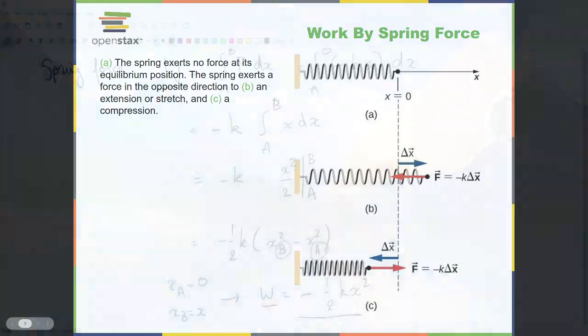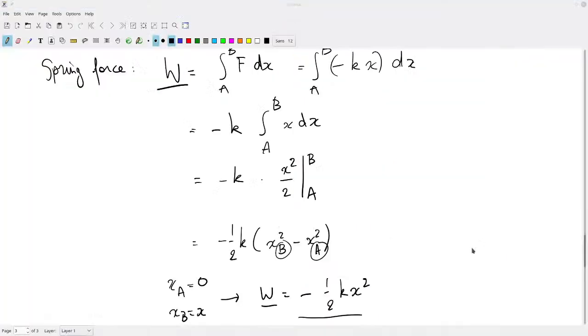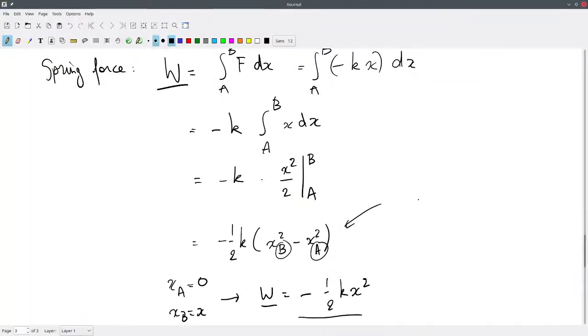Note, by the way, that this only depends on the starting point and the ending point, on the points A and B. It doesn't depend on exactly what path we took to get from A to B, whether we did this quickly or slowly. The only thing it depends on is the points A and B.